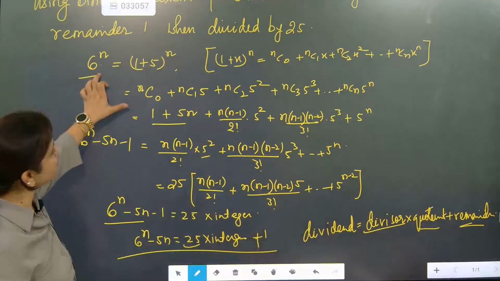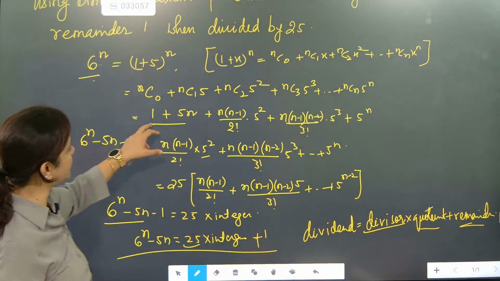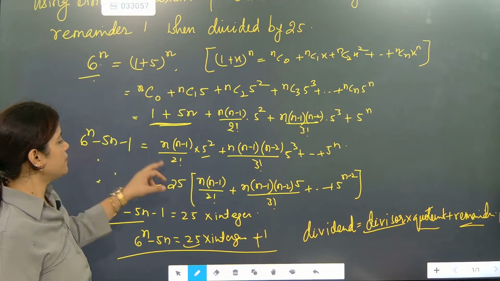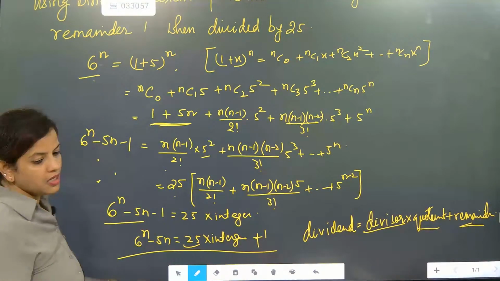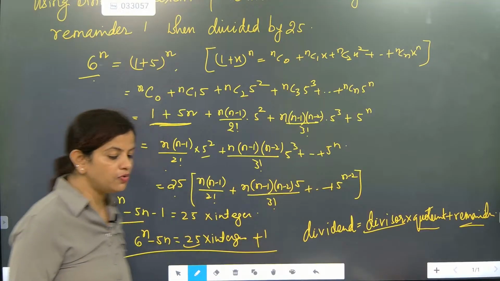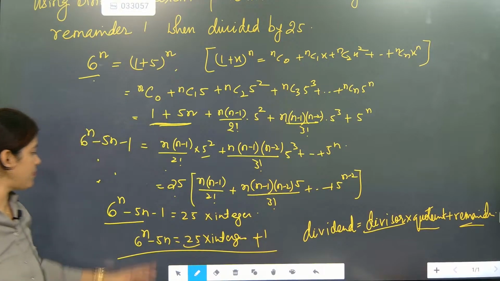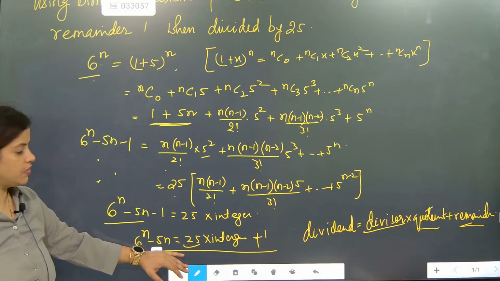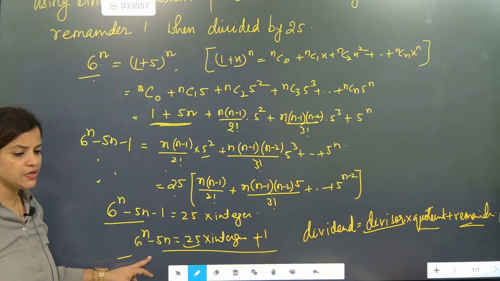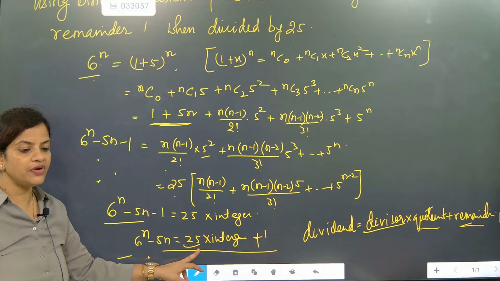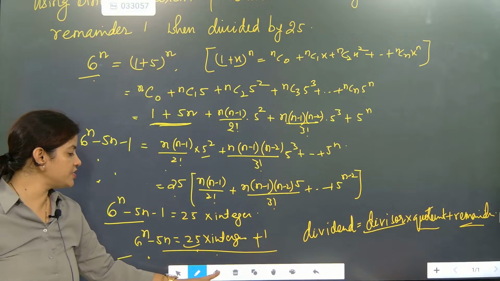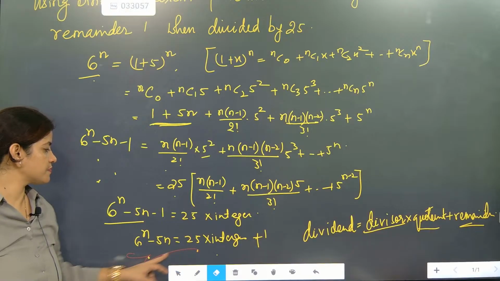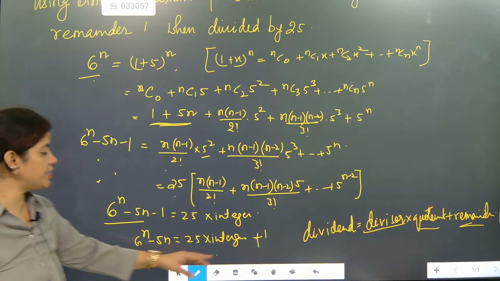6 to the power n first we expanded. Whatever came in the first two parts, we shifted that side. After that, in this section we took 25 common. The remaining whatever is coming, we wrote it as integer. After that minus 1 we shifted this side. And now it is looking like dividend is equal to divisor, 25, into quotient plus remainder.